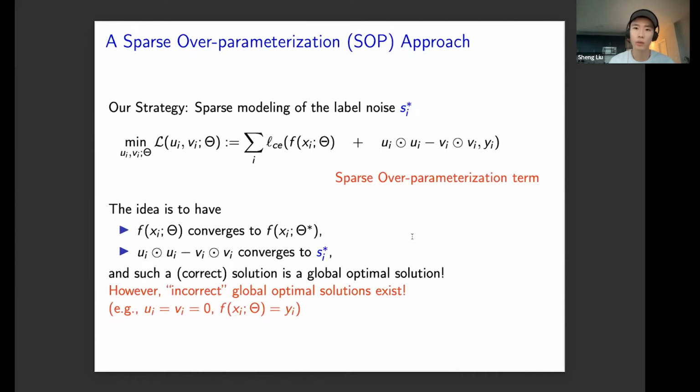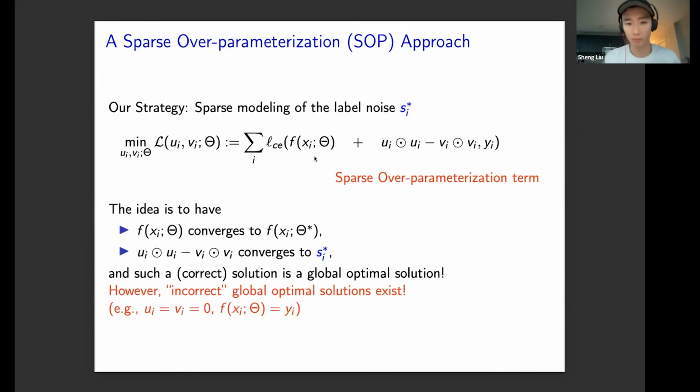And our approach, which we published at ICML this year, is that we use a sparse over-parameterization term. We call it a sparse over-parameterization approach. Instead of directly using the L1 loss function, we use an additional term that we call the sparse over-parameterization term here, u_i squared minus v_i squared. I'll talk about it later. What is this? It models the label noise, which, in a very simple setting, is -1 and 1, and the rest are 0, a vector like that.